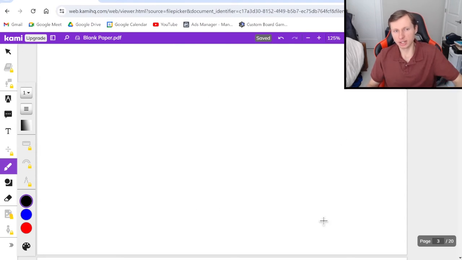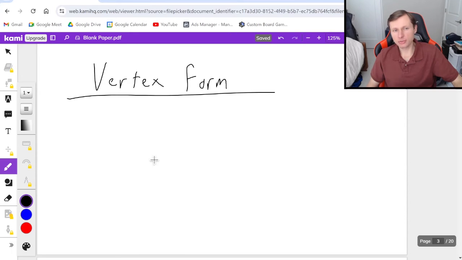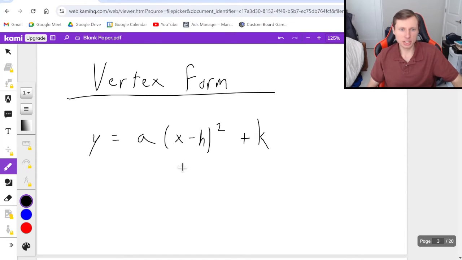But now we're going to move on to vertex form, which is my personal favorite. So vertex form is great for finding the vertex, which is pretty self-explanatory. But first, here's the general formula: y equals a times the quantity x minus h squared plus k. And all you need to know about this is that the vertex of the parabola is always going to be at the point h comma k.